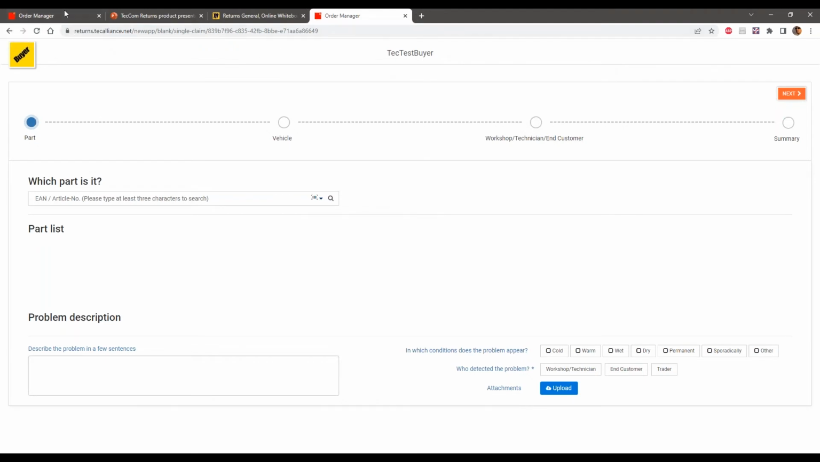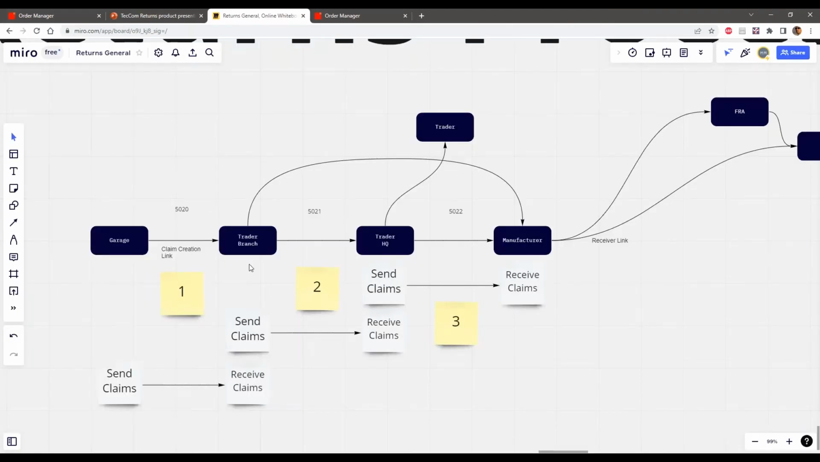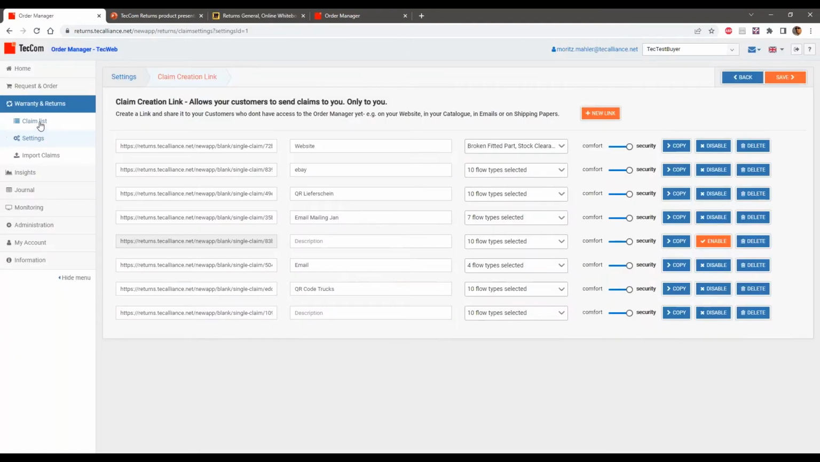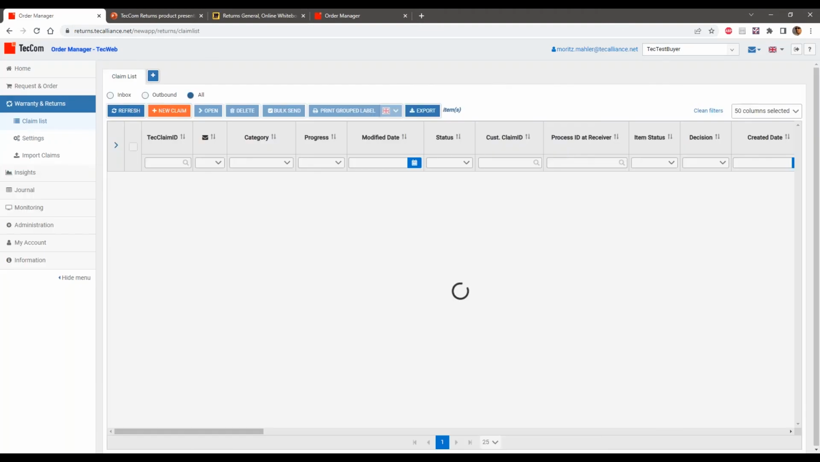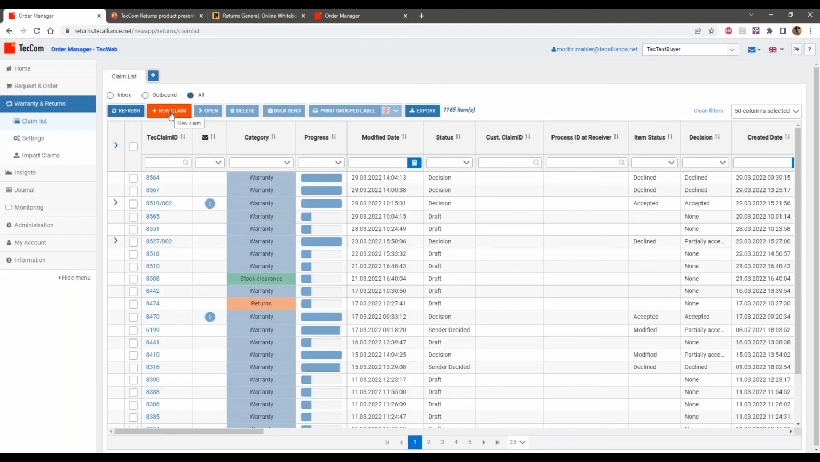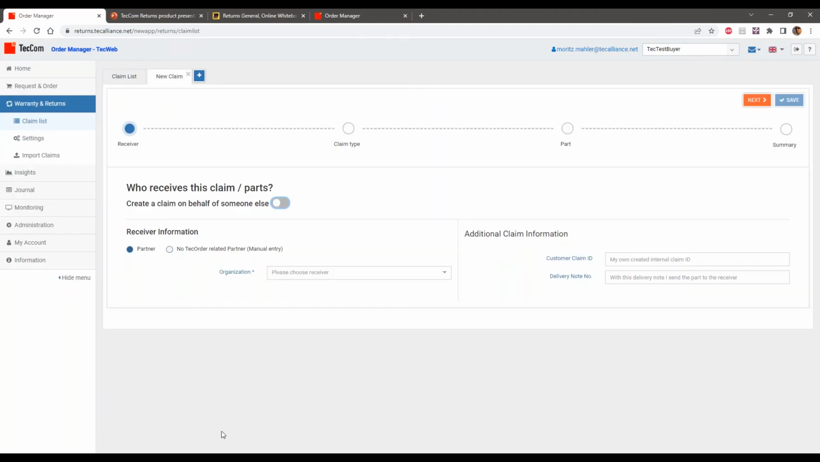And I show you the process and you will see it's exactly the same. So this is the process, how it looks from external view. So from here, claim creation link. And now I show you the way how it looks inside. And you will see it's exactly the same. I start a new claim. And this is how it looks.